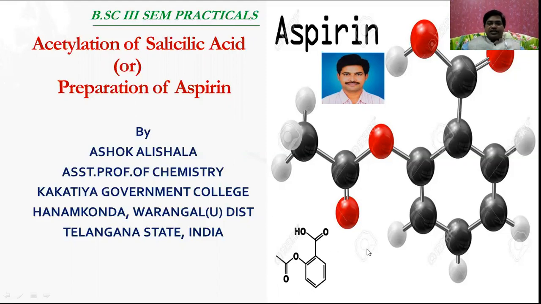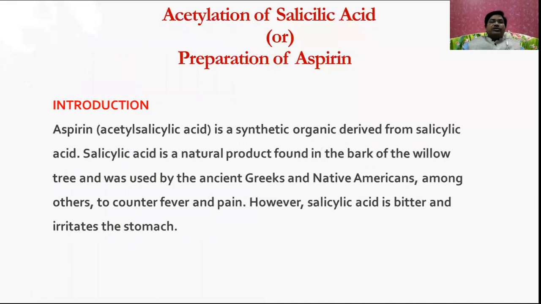Now let us discuss what we do in the preparation of aspirin in our laboratory at undergraduate level. Before going to this, let us see the history of aspirin. Aspirin, acetyl salicylic acid, is a synthetic organic compound derived from salicylic acid. Salicylic acid is a natural product found in the bark of the willow tree and was used by the ancient Greeks and Native Americans, among others, to counter fever and pain. However, salicylic acid is bitter and irritates the stomach.